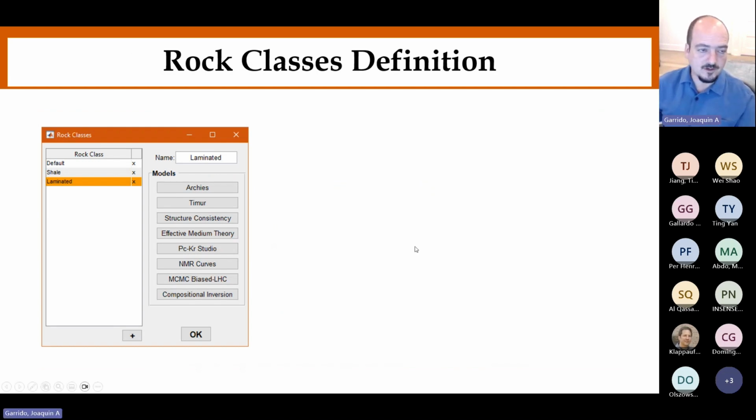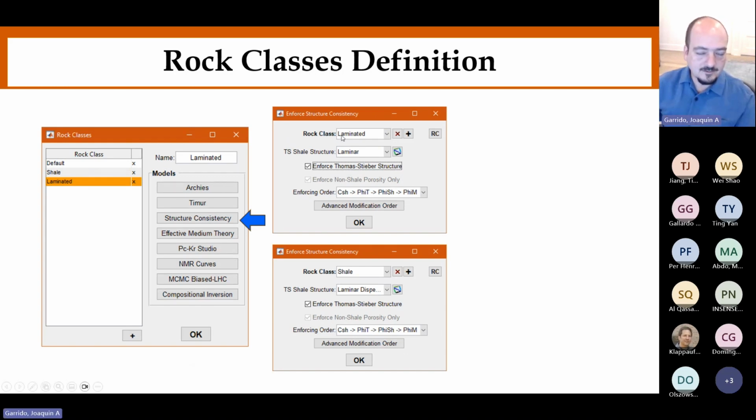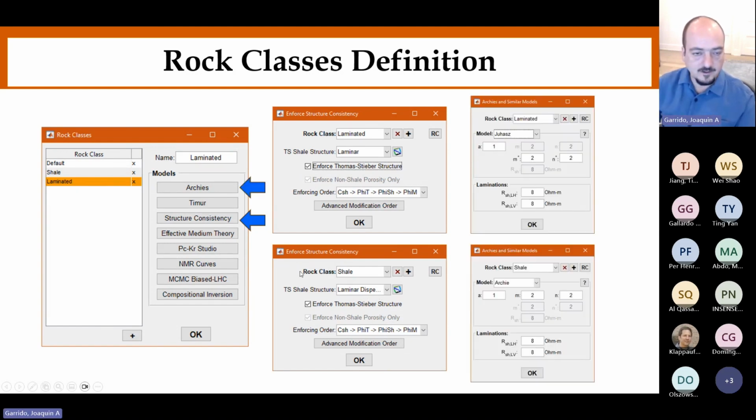Then I defined two rock classes, one for the shale, one for the laminated part. The laminated rock class is going to have a laminar shale structure, and the shale rock class is going to have a dispersed shale structure. This is the rock classes module. For the laminated rock class, we're going to use Juhas, and for the shale we're going to use Archie. We just don't care that much about shale, so we're using Archie.